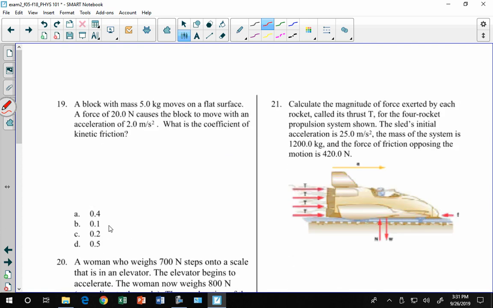So a block moves with a mass 5 kilogram. This is fall 16. On a flat surface, a force of 20 newtons causes the object to move with acceleration. What is the coefficient of kinetic friction? So when we're talking about frictional forces, I'm going to use the lowercase f. That's our frictional force. And what you need to know about this is that it opposes the direction of motion.